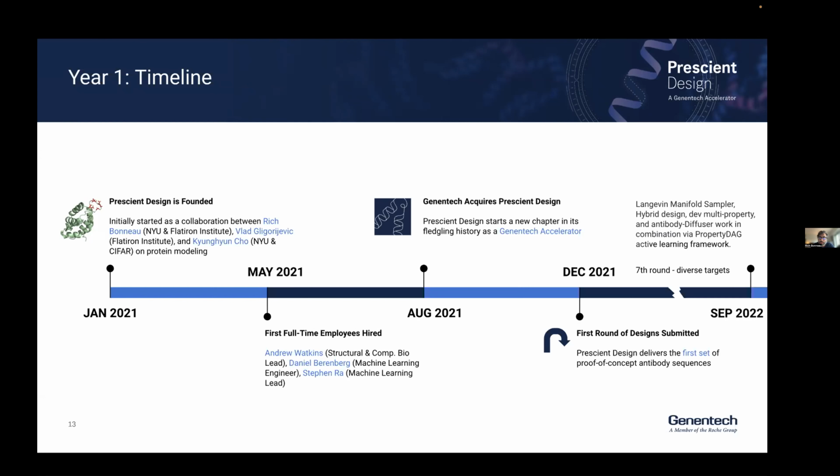And so I'll talk a little bit about some of the basics of going after function, and for an antibody, function begins with stability and affinity. I'll talk a little bit about multi-property, and then hopefully I'll have some time to talk about our ways of building that into an active learning framework, which is very important given the scale of testing that's possible at Genentech.